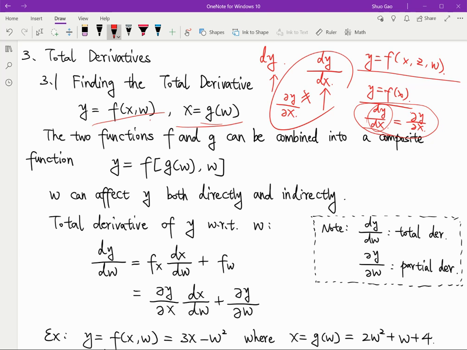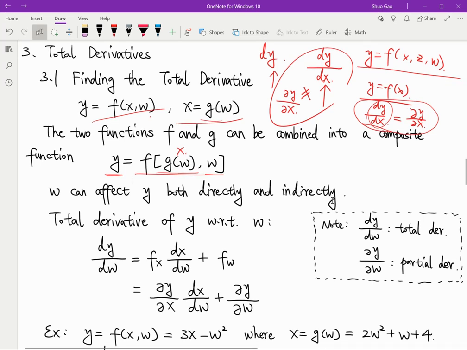So we can use another composite function to represent this, and we can incorporate the function g into the function f. So y becomes f(g(w), w). g(w) is just x, but we replace x using the function g of w. So in this representation, y is just a function of w, through g(w) and w. So we can get rid of the x.